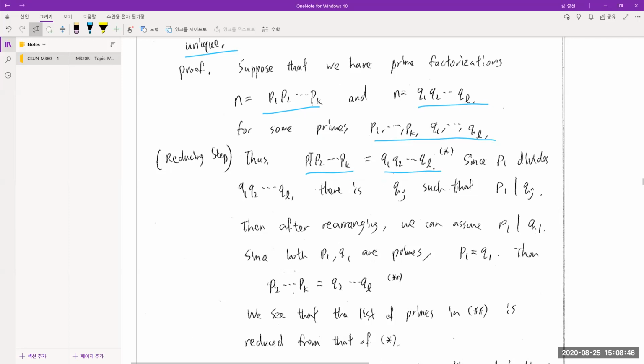And focus on the first prime p1. So what do we know about this first prime p1? It is a divisor of the whole product, right? And that whole product is the same as the right side. So p1 divides the right side, the product q1 through ql.